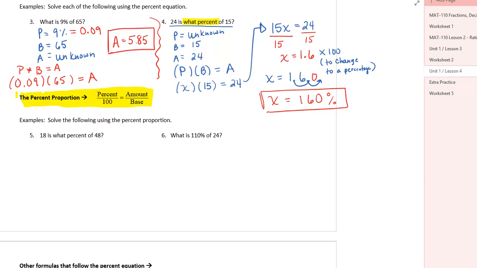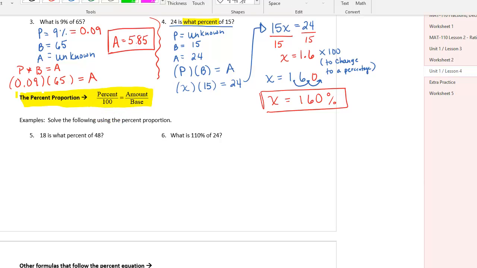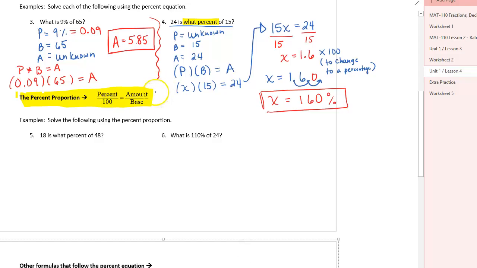The amount is always on top. And remember, we talked in class today that the amount is usually either followed by or preceded by the word is, because it is the amount you get when you take the percentage. And the base is usually after the word of, because it is the amount or the number that you're taking the percentage of.